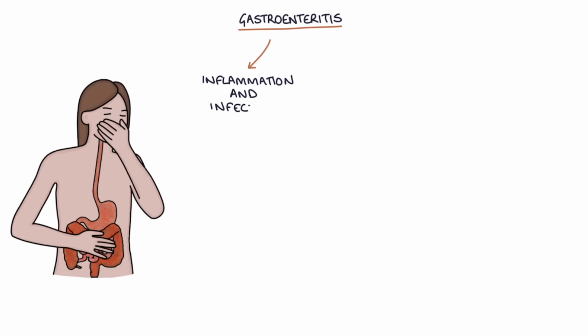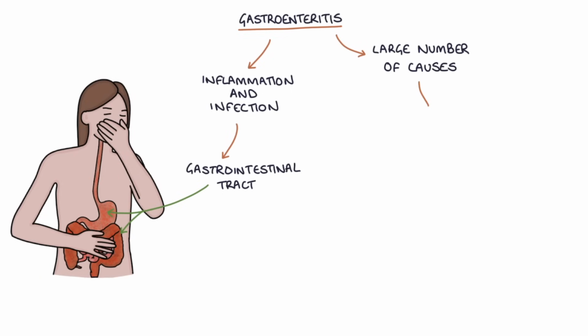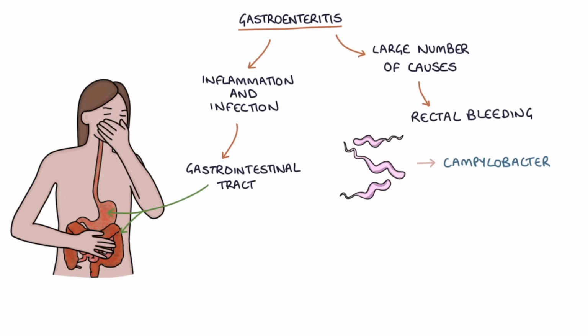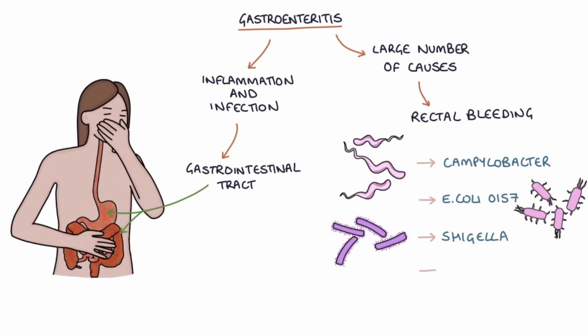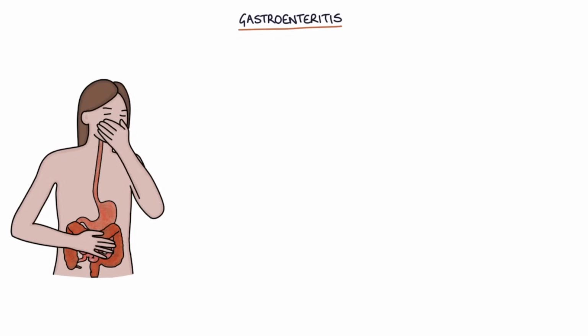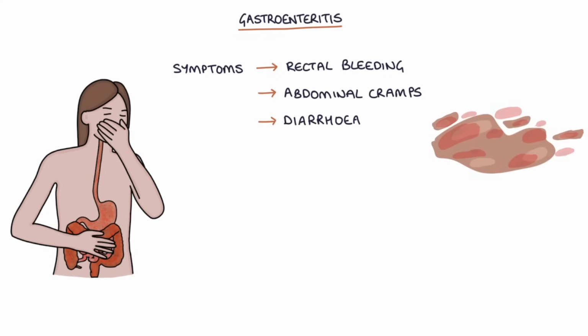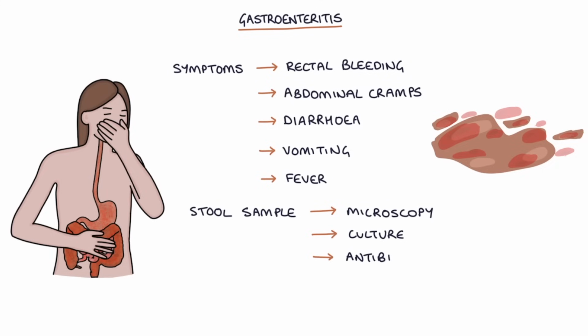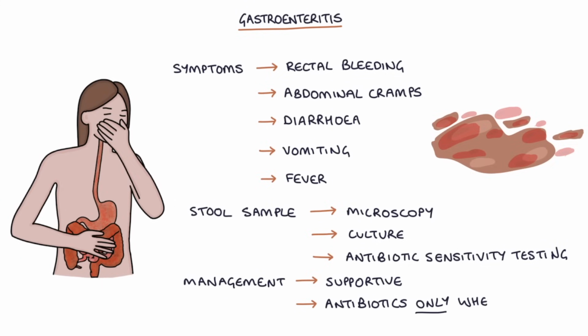Gastroenteritis refers to inflammation and infection of the gastrointestinal tract. There are a large number of causes of gastroenteritis, some of which can cause rectal bleeding, which includes Campylobacter, E. coli 0157, Shigella, Salmonella, and Yersinia. Typical symptoms of gastroenteritis, in addition to rectal bleeding, include abdominal cramps, diarrhea, vomiting, and fever. The cause of gastroenteritis can be established by doing a stool sample sent to the lab for microscopy, culture, and antibiotic sensitivity testing. Management is mostly supportive, with antibiotics only used when the specific cause is known.